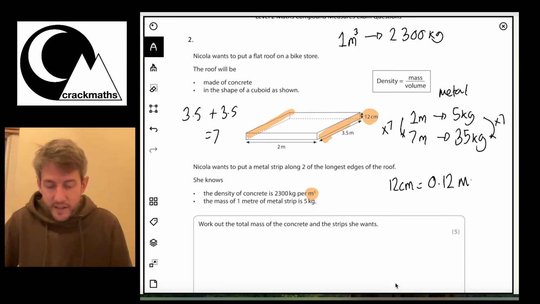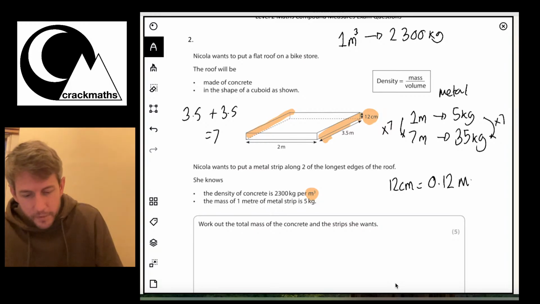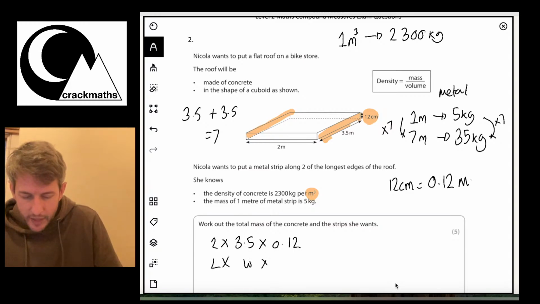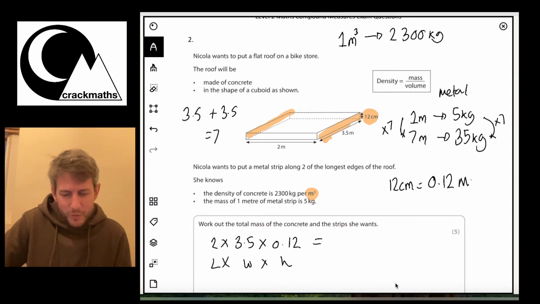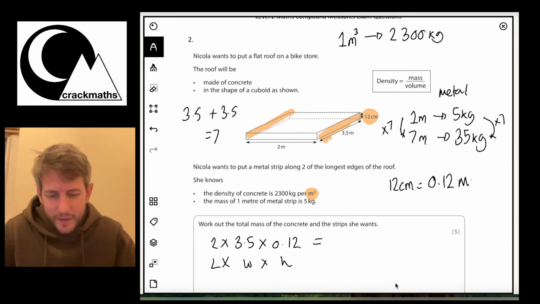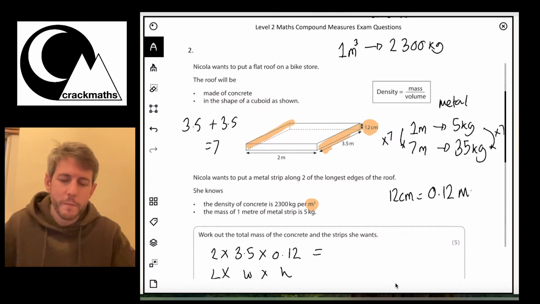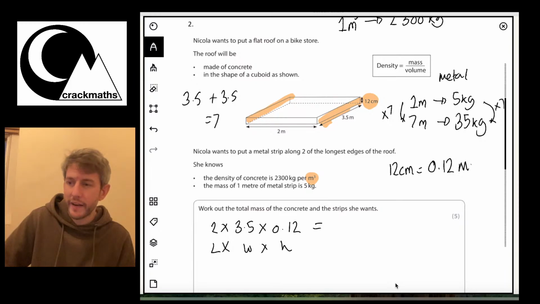So now the volume of a cuboid is length times width times depth times height, whatever you choose to call it. So I'm going to do 2 times 3.5 times 0.12. Okay, length times width times height. Is this one still non-calculator? I feel like this should be calculator now, but they haven't said specifically. Oh yeah, they've got a question too. Let's try and model through without a calculator, just in case it is non-calculator.